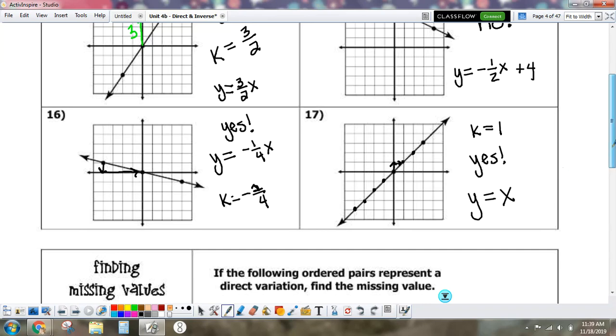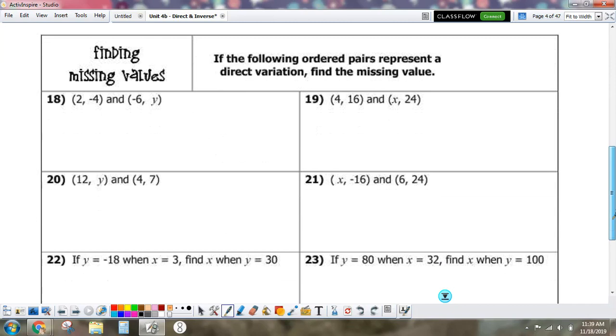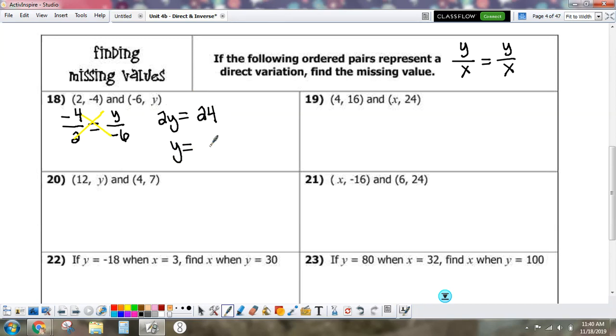So the most difficult part of this, which is not super difficult anyways, is finding missing values. In order to find missing values for direct variations, you're going to have your ratio equal to your ratio. So for example, for the first one, I'm going to do my y value over my x value equals my y value over my x value. So -4/2 equals y over -6. And then I can go ahead and solve this like a proportion where you cross multiply. So 2 times y equals -4 times -6, which is 24. When I solve for y, I get 12, and 12 is my answer.